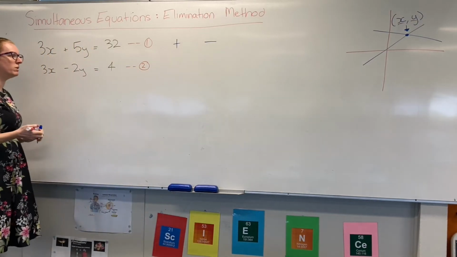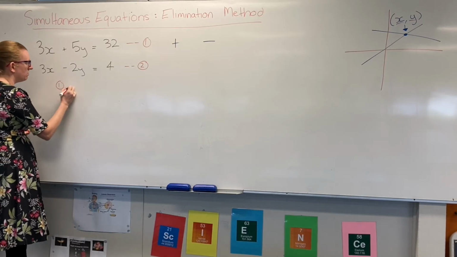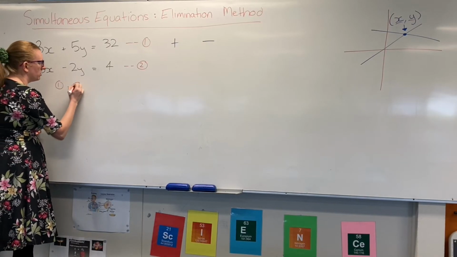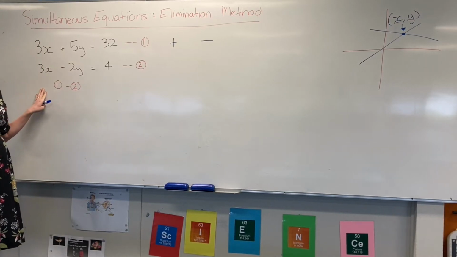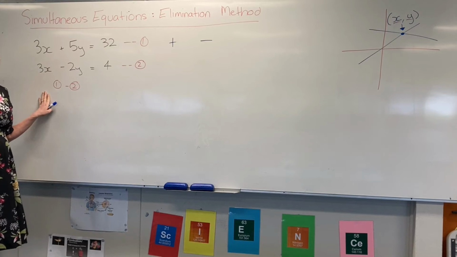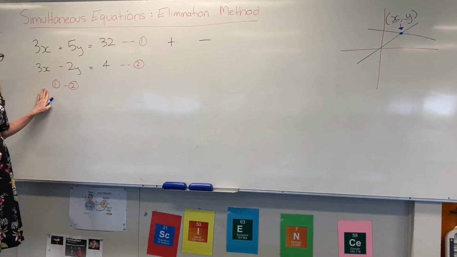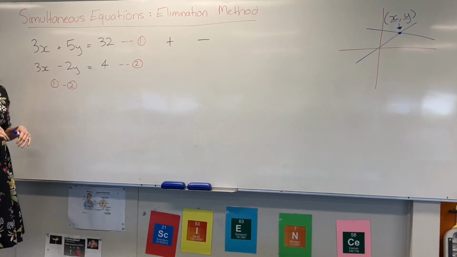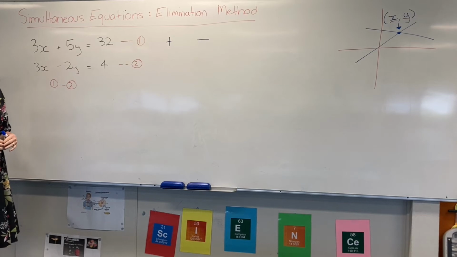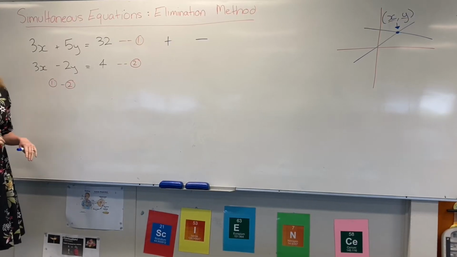What I'm going to be doing is going equation number 1 minus equation number 2. That's my first step. So I'm writing it out even though I forgot to do that on the previous example. Awkward. Do as I say, not as I do. I'm going to be writing my steps out as I go so that whoever's marking my work or watching this video knows what I'm doing.